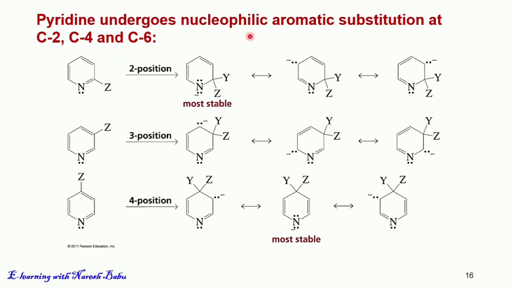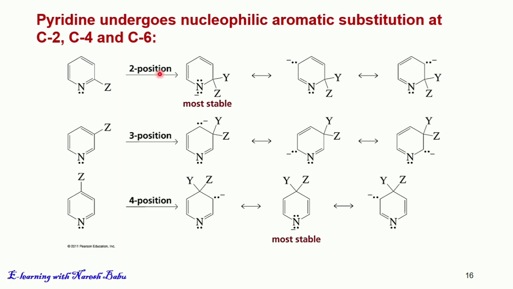So pyridine undergoes nucleophilic aromatic substitution at C2, C4 and C6. Less effect we can see here at the third position. We can see the second, third and fourth positions. The third is similar to the fifth position. Second means sixth position: 2 and 6, 3 and 5, and 4. So 2 I represented means the same we can see in the sixth position also. 3 I represented means in the fifth position also the same happens, and the fourth position.